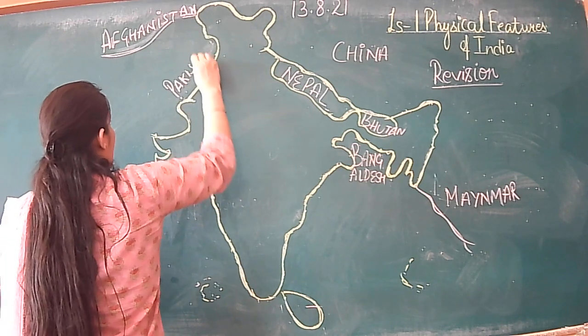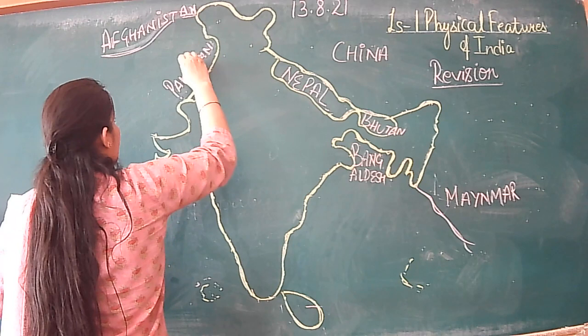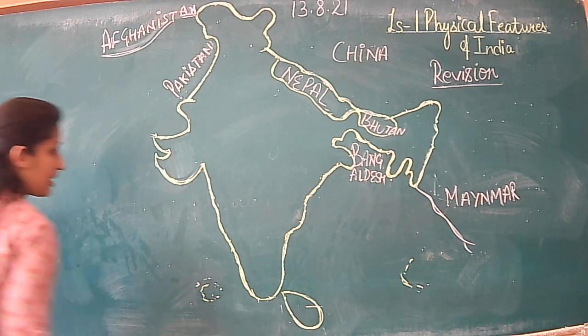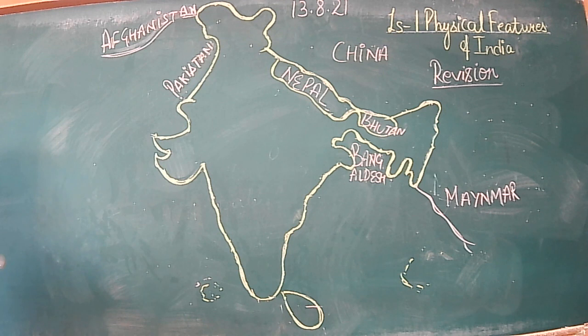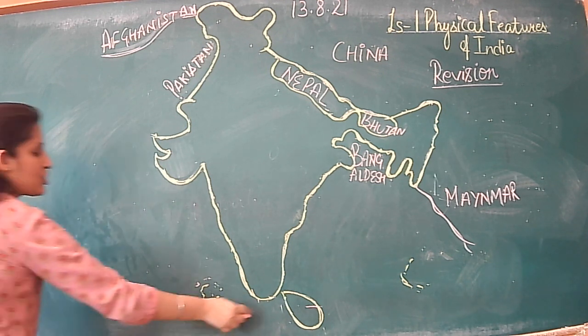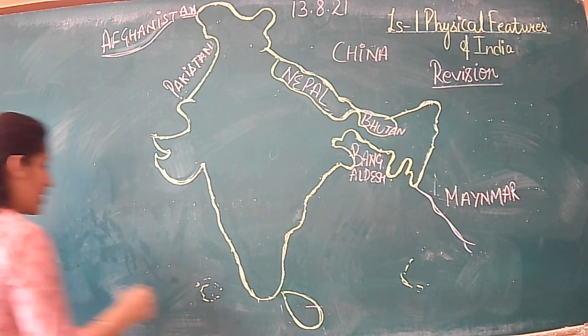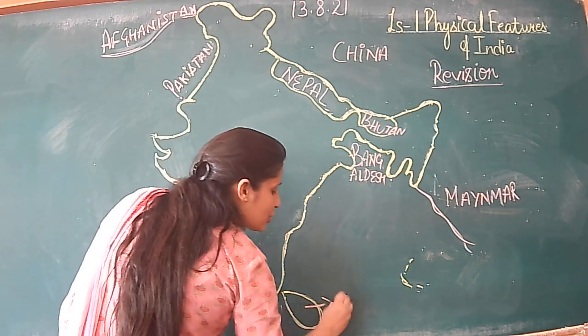Grade 4 to you all. The directions of the neighboring countries. So these are the neighboring countries. Now only the neighboring countries which are in the south direction are left. Here we have Sri Lanka. The neighboring country in the south direction we have Sri Lanka.